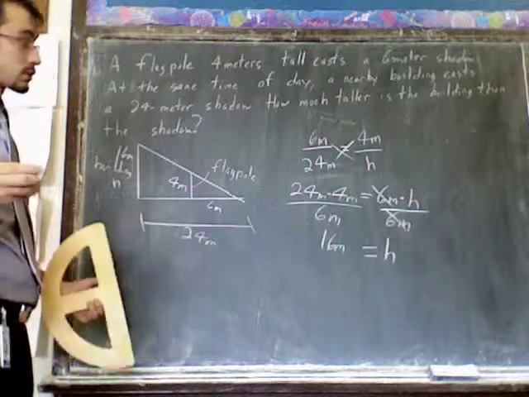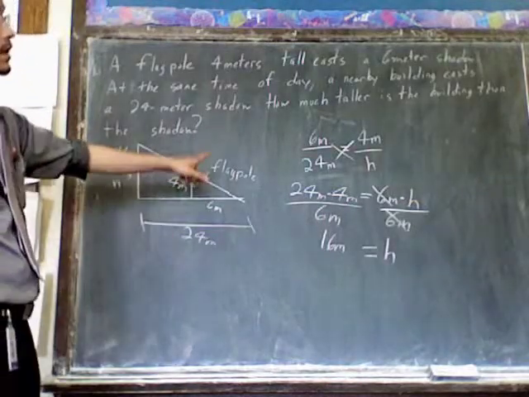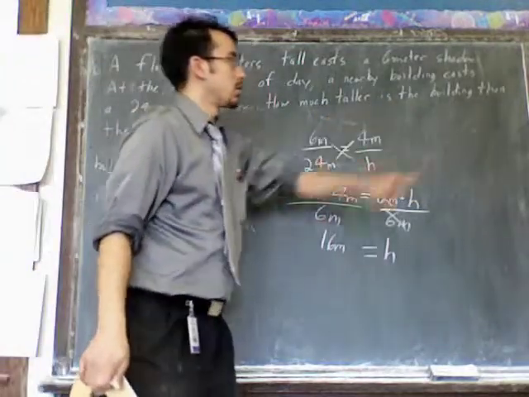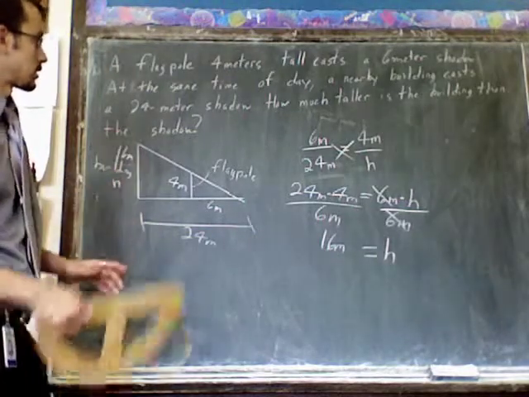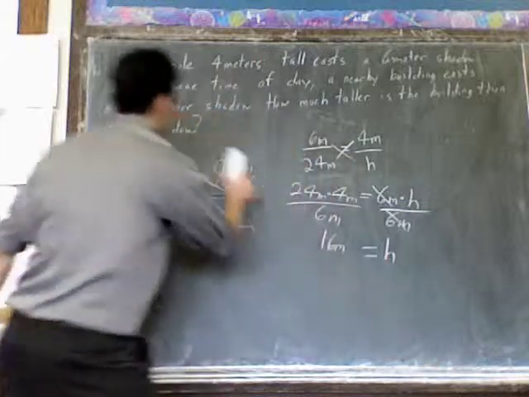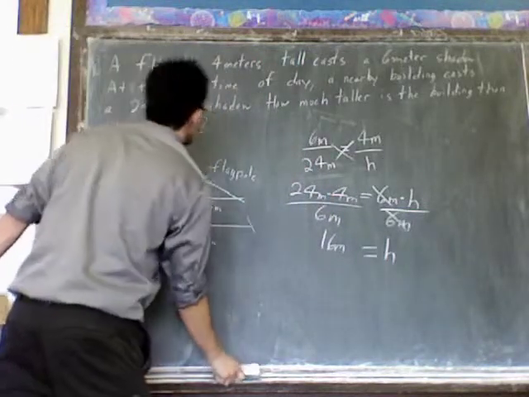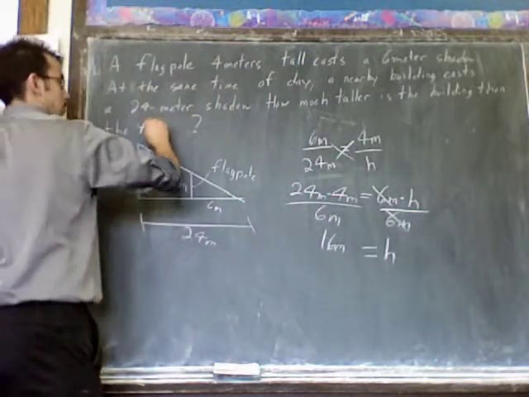And for a lot of problems, that's where it stops. But that wasn't the question that was asked. The question that was asked was, how much taller is the building than the shadow? I meant to say flagpole. Let's change that to flagpole. How much taller is the building than the flagpole?